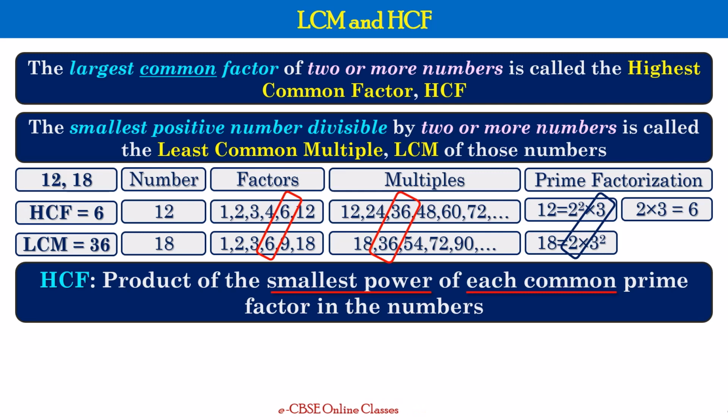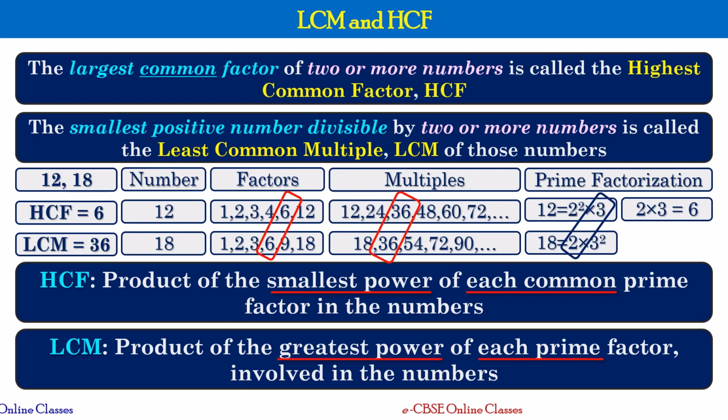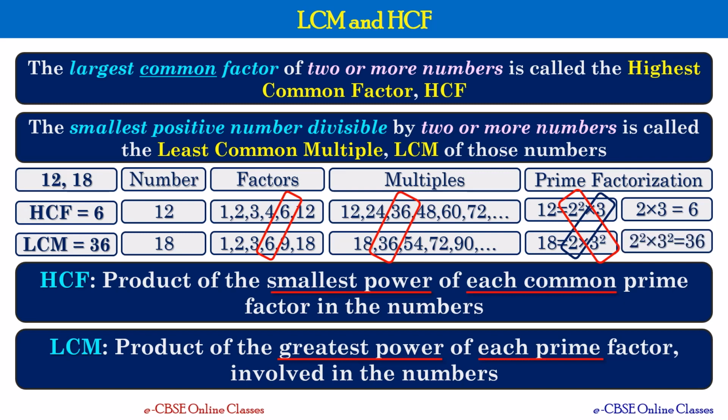Now let us look at the definition of LCM using prime factorization. It says the product of the greatest power of each prime factor involved in the numbers. Here it is each prime, it is not just common factor, it is each prime factor, and again it is raised to the greatest power. So again the prime factors here are 2 and 3, and the greatest powers are 2 square and 3 square. So 2 square multiplied by 3 square is equal to 36. That is exactly what we have got for the value of LCM, correct?